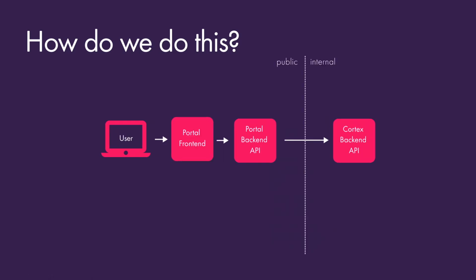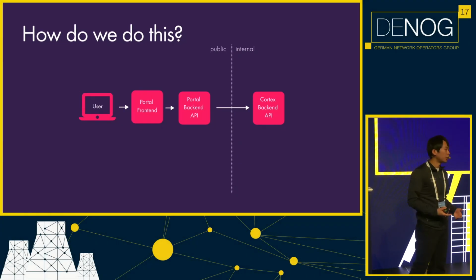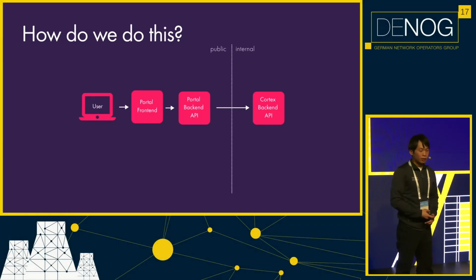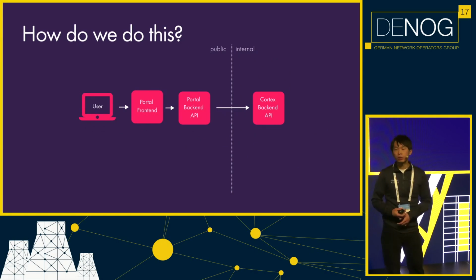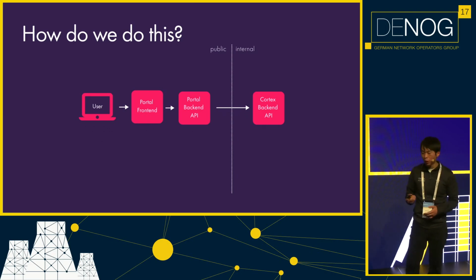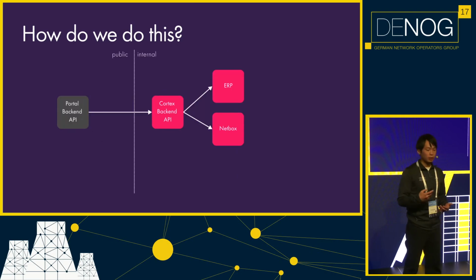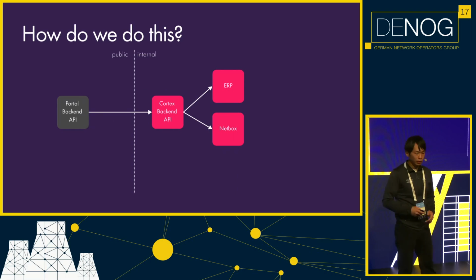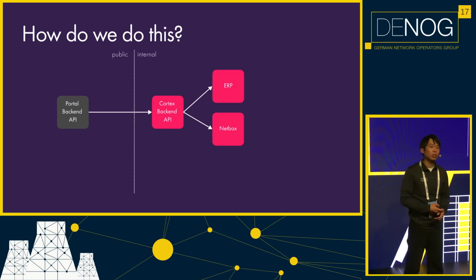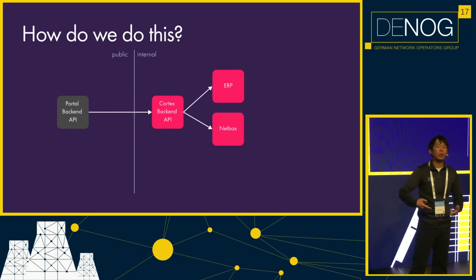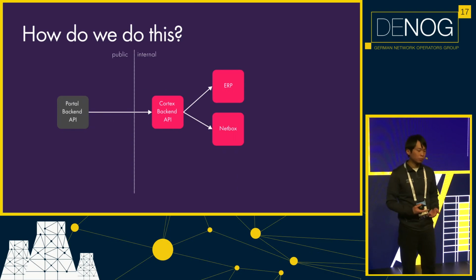After doing all the validations and processing, the portal backend sends another payload. Now we're going back into our internal systems. We call the first internal backend API Cortex. Cortex does a bunch of stuff on the internal side of Inter.link. One of the things it does is go to our ERP and create the necessary resources for the service that just got ordered.